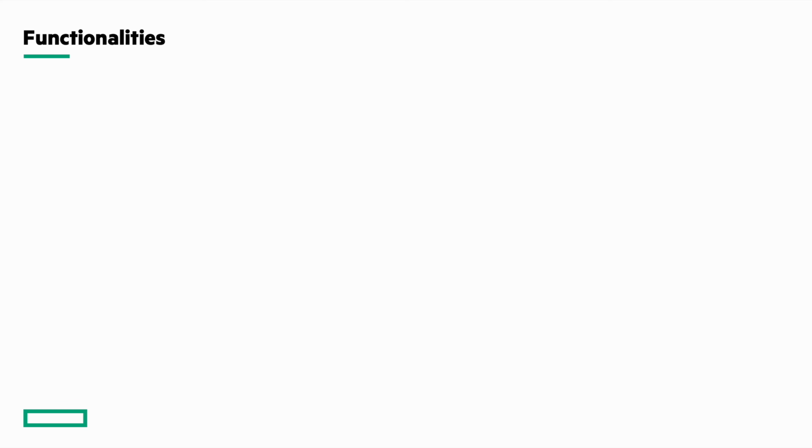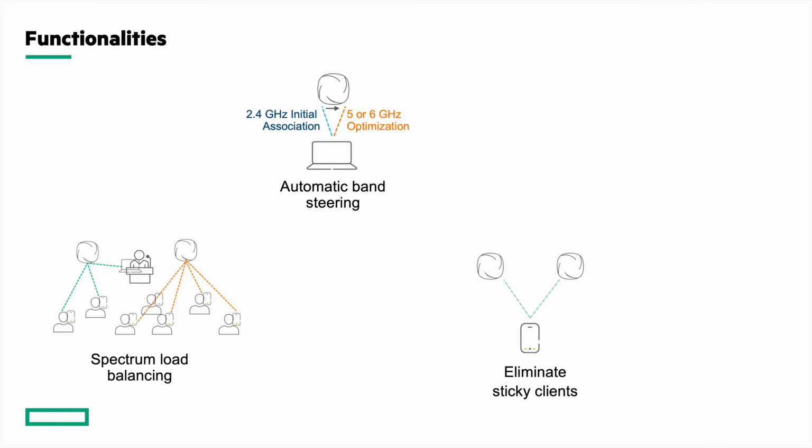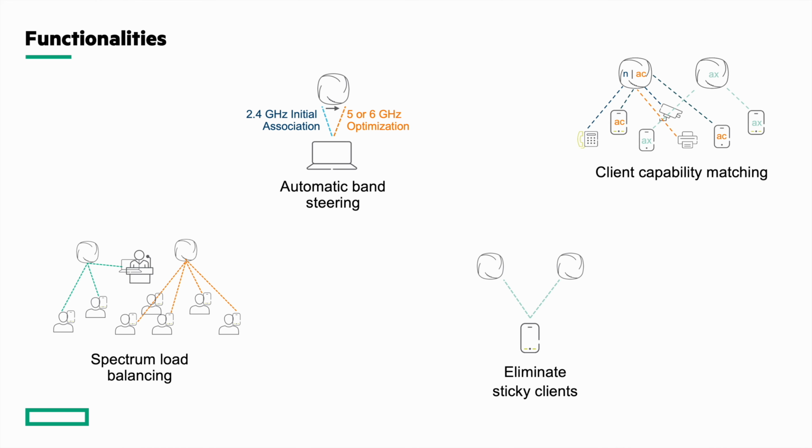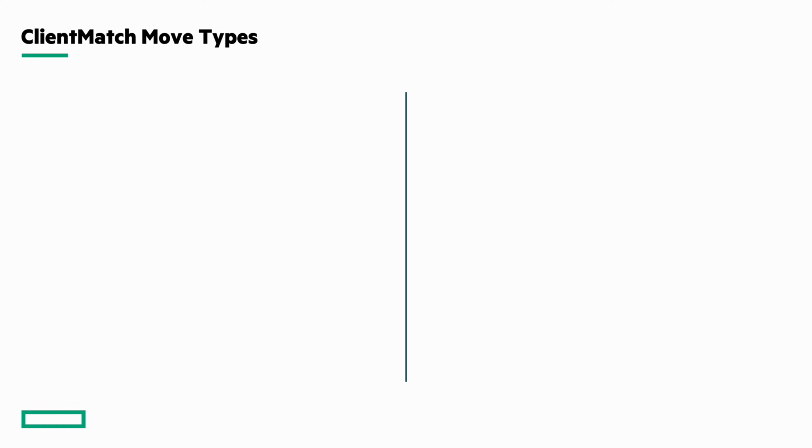Now that we know some of the common issues affecting WLAN performance, let's look at the different functions of the ClientMatch service. Different functions of ClientMatch service are spectrum load balancing stationary clients, band steering or band balancing client devices, eliminating sticky clients, and matching client capabilities with AP capabilities. Let's look at these in detail. Now, before we look at the functions in detail, we need to understand the two types of moves that ClientMatch uses to move clients to a desired radio. They are deauth moves and BSS transition management moves.